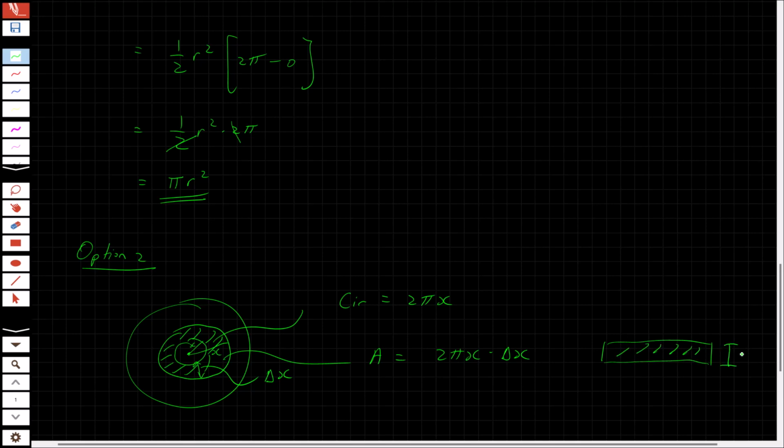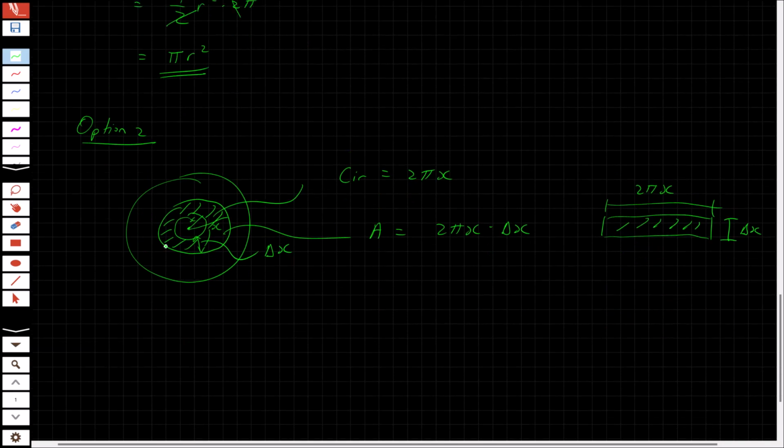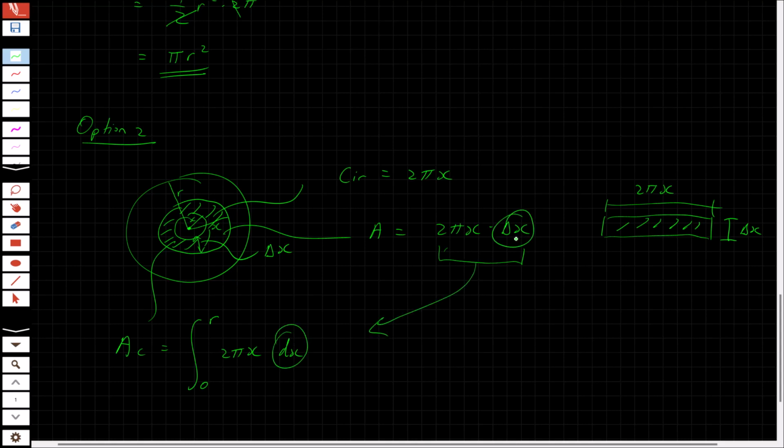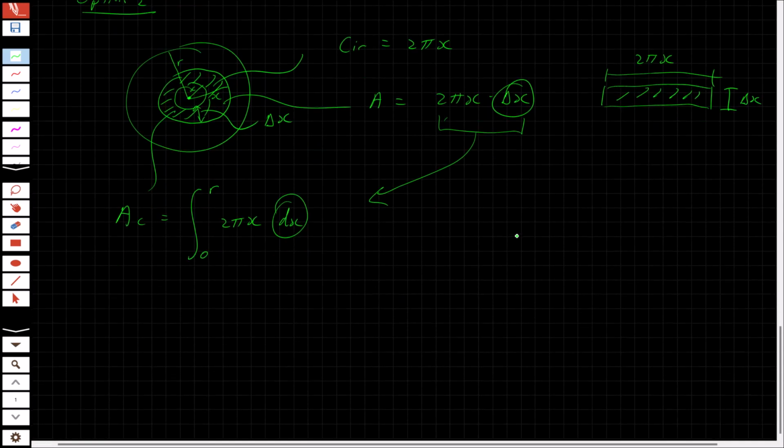If we roll that ring out into a rectangle, we get delta x being the width and 2 pi x being the length. So using calculus, for the area of the full circle with a radius of r, we can calculate rings all the way to the outside of the circle. So 2 pi x times delta x. Delta x becomes dx with calculus.